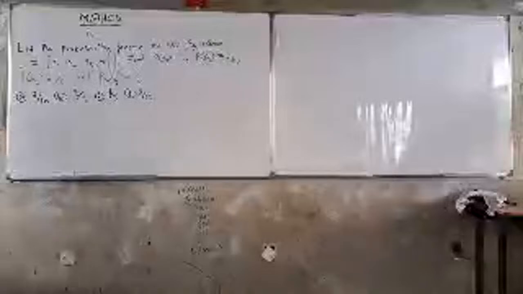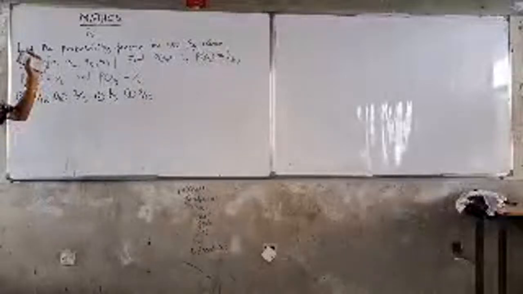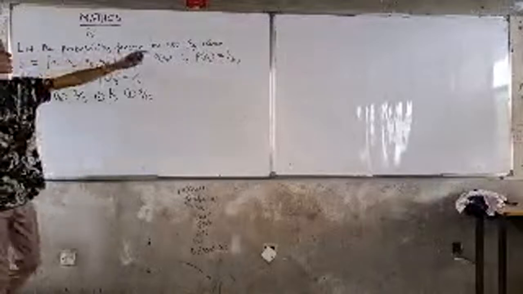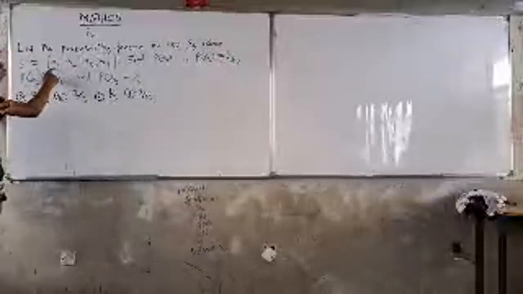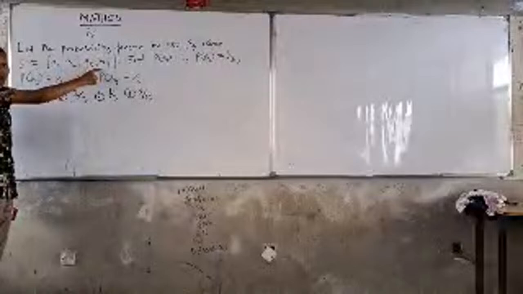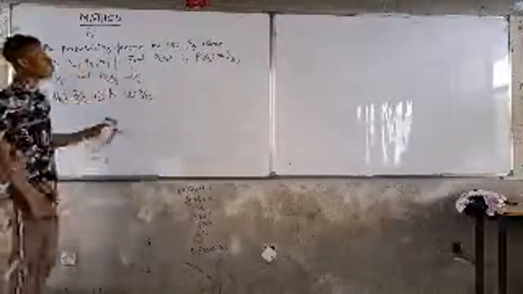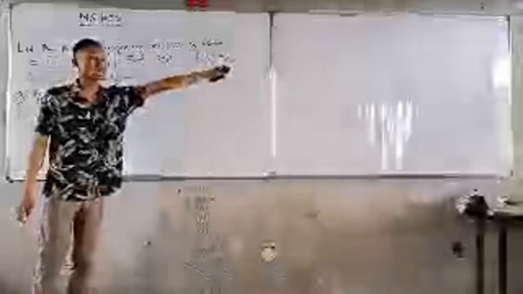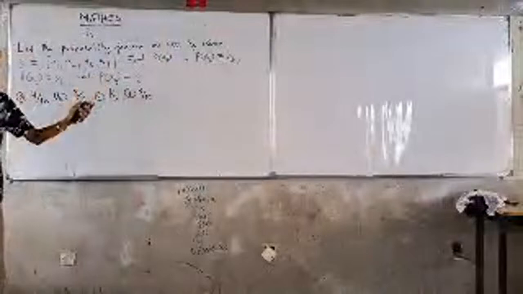Now, the question says, let's please look up. It's actually a bonus question. Very simple question, and someone got it right. Let the probability function on set S, where S equals A1, A2, A3, A4. Find the probability of A1, if the probability of A2 is this, and so on. We're given all the probabilities.